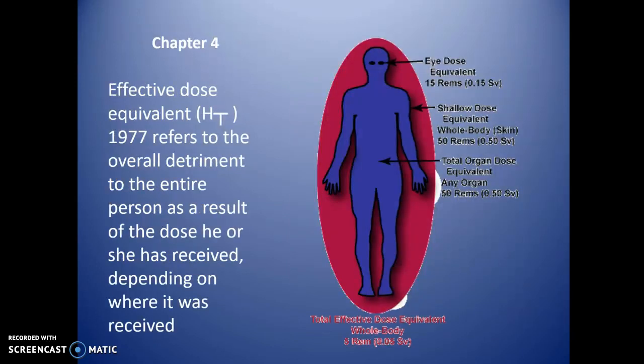Effective dose equivalent, 1977, refers to the overall detriment to the entire person as a result of the dose he or she has received, depending on where it was received. So effective dose can be a little bit different based on where it is received within the body. There's also effective dose, shallow dose equivalent, and total organ dose equivalent as well.